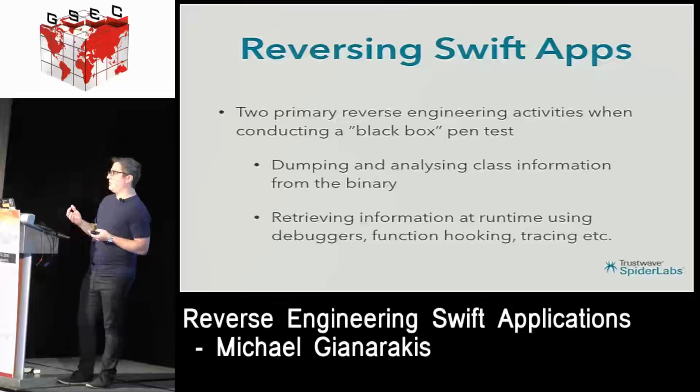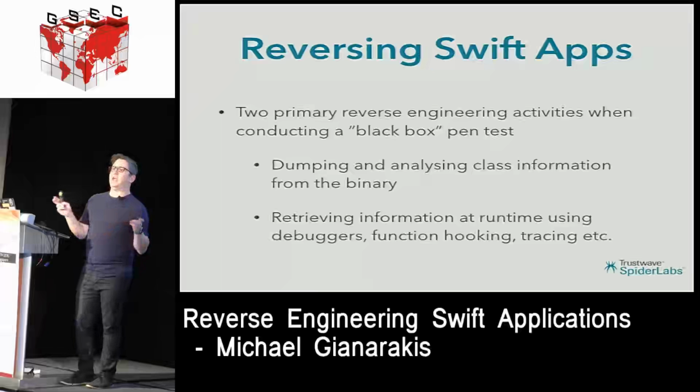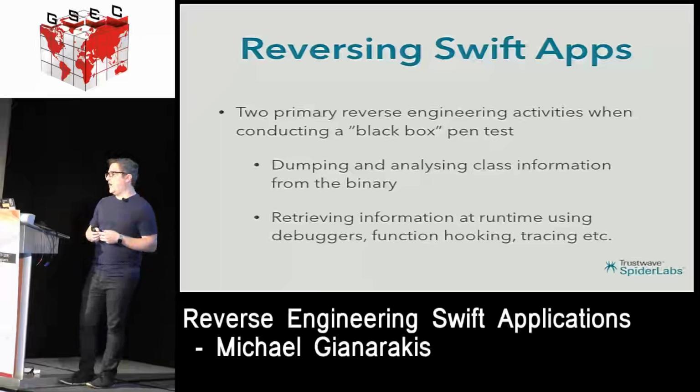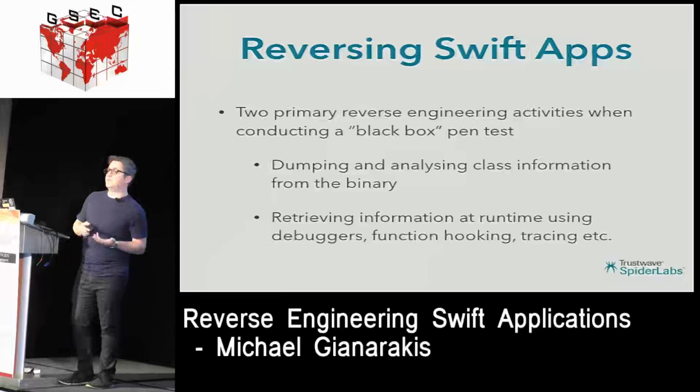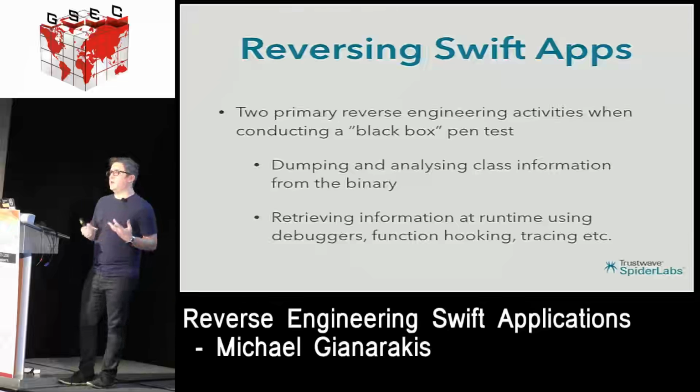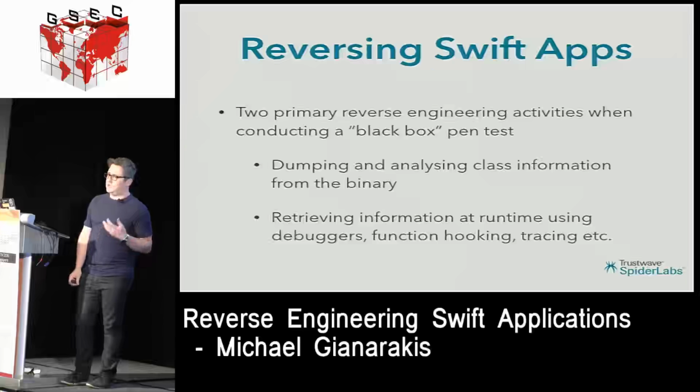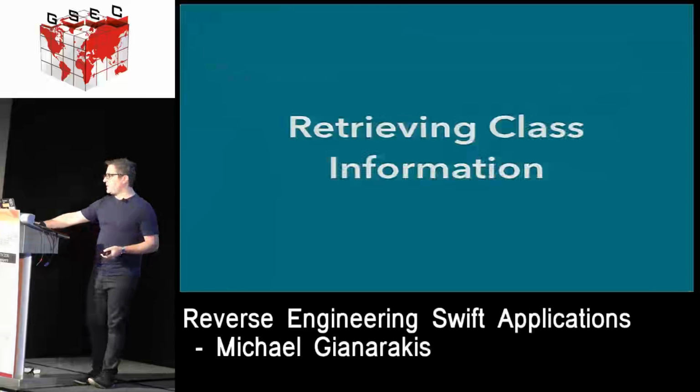Cool. So there's two primary reverse engineering activities when you're doing a black box pen test, right? And by black box, I mean you don't have access to source. The first one really is dumping and analyzing class information from the binary, so you can get an understanding of what makes up the app and where some potential vulnerabilities might be, and then retrieving information at runtime using debuggers, function hooking, tracing, things like that.